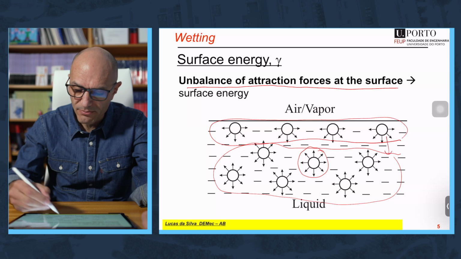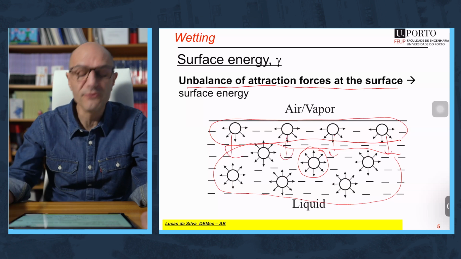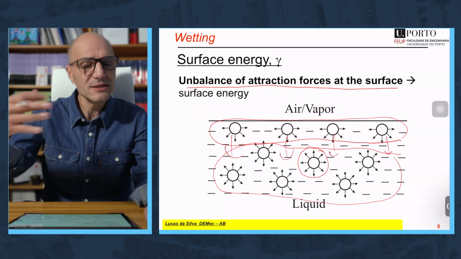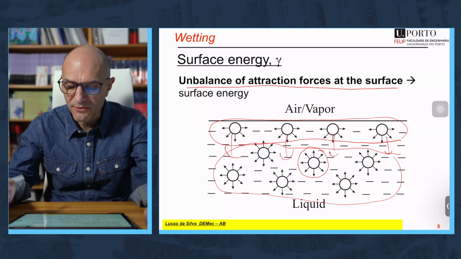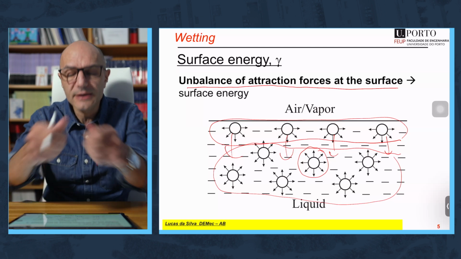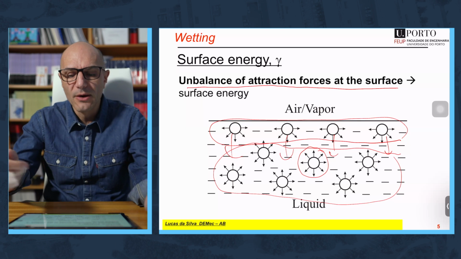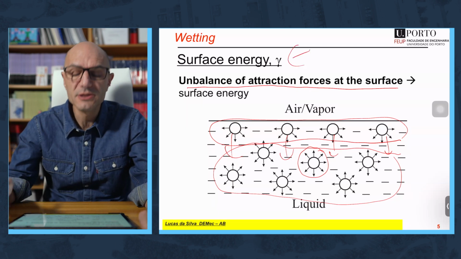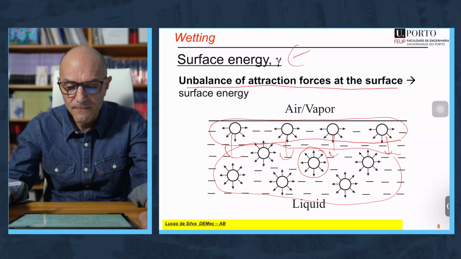There is a force that pulls them down. They are not comfortable. You need an extra energy to be at the surface. That's that energy we are talking about. It's like they are being under tension. We also call surface energy surface tension.